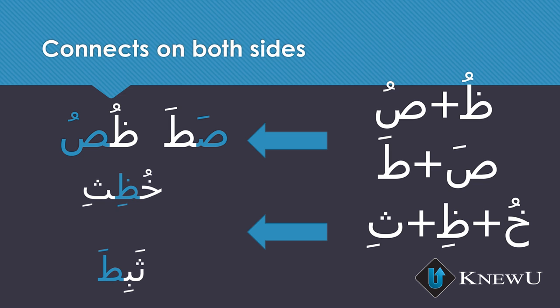Now we see this is a letter that connects on both sides. In the beginning here, we see Dha dhamma Dhu plus Sad dhamma Su, which would be Dhusu. To the right of it would be Sa fatha Sa plus Ta fatha Ta, which would be Sata. Looking at the bottom, we see the Kha dhamma Khu connecting with Dha kasra Dhi, Khudhi. And then we have the tha kasra thi, so it'd be khudhithi.